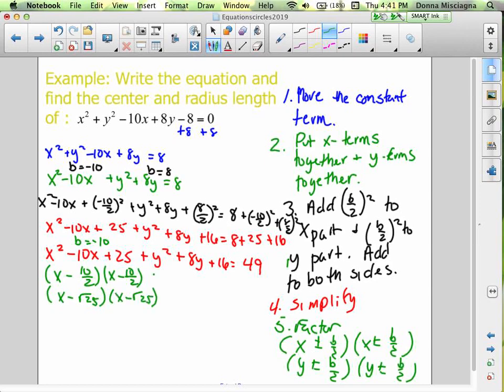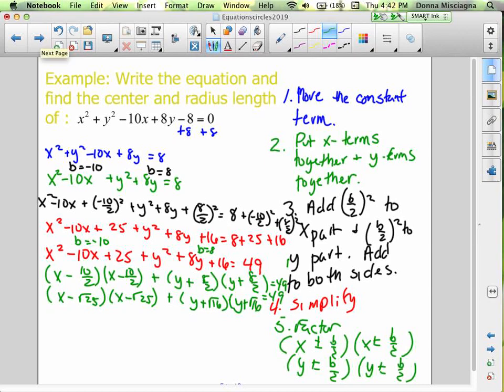For the y's, b here is 8, so that would be y plus 8 divided by 2 times y plus 8 divided by 2. If you prefer square root of c, then that would be y plus the square root of 16, y plus the square root of 16, and both of these equal 49 either way. All right, so now we want to factor it.